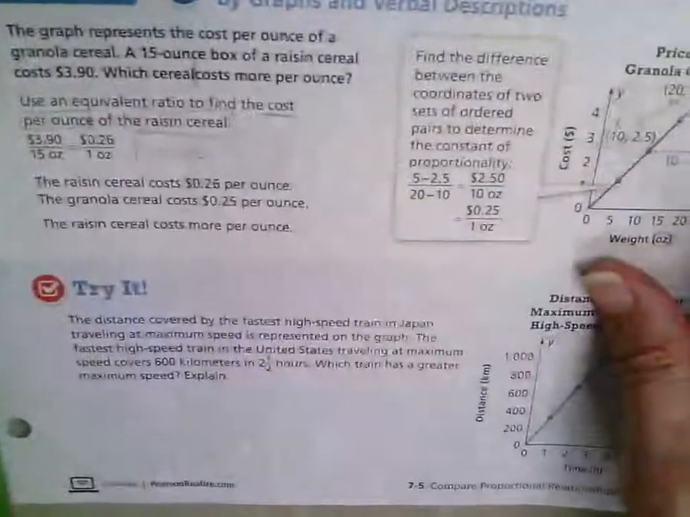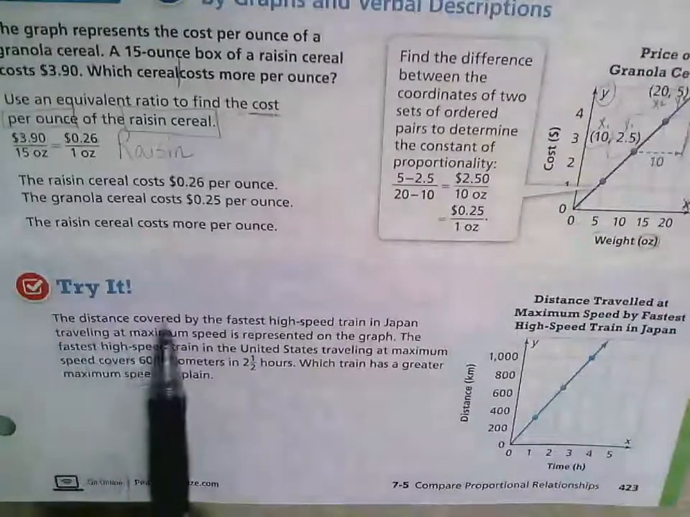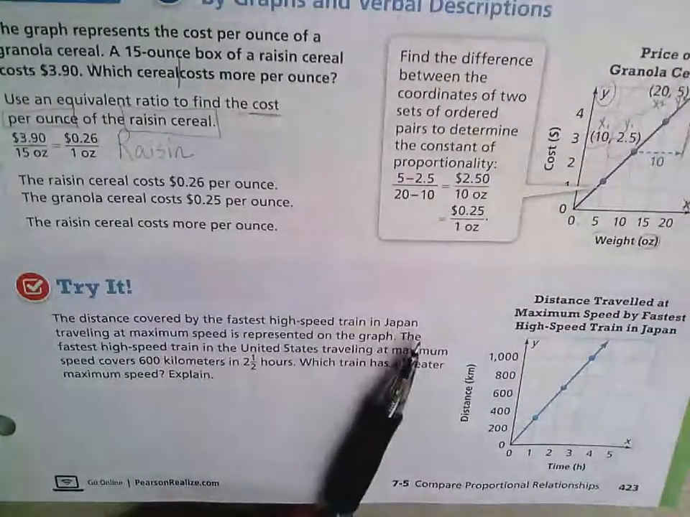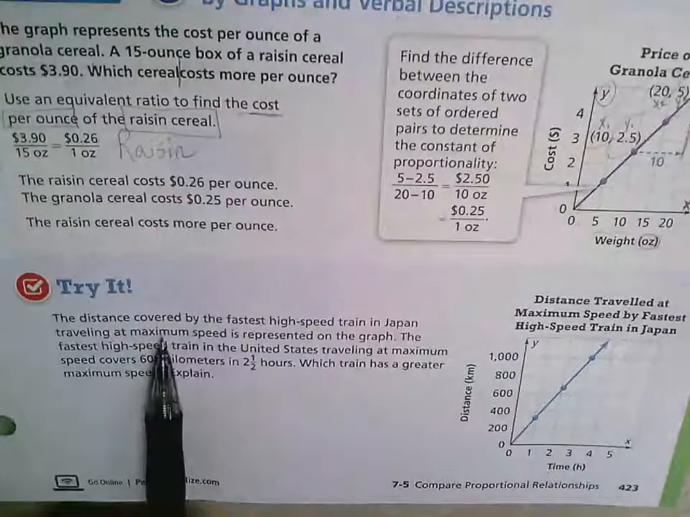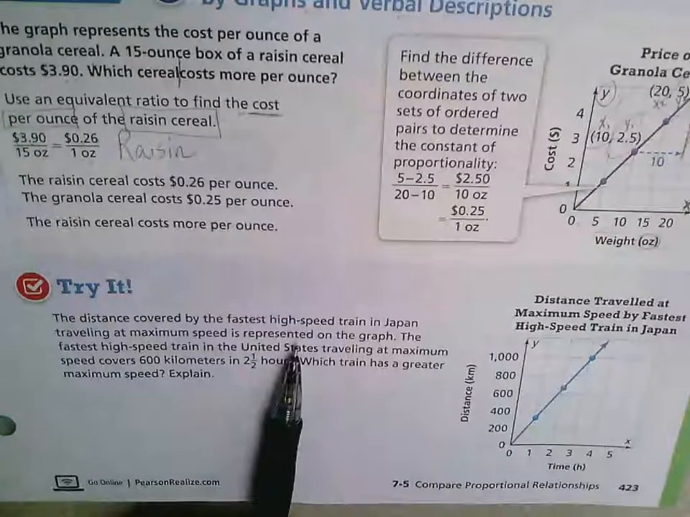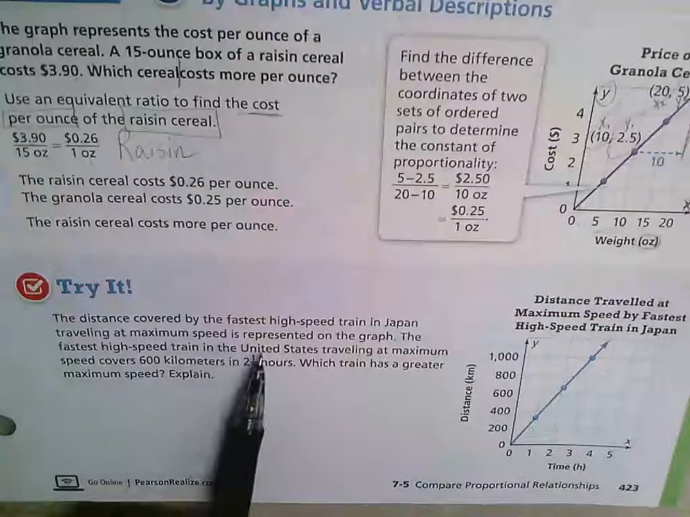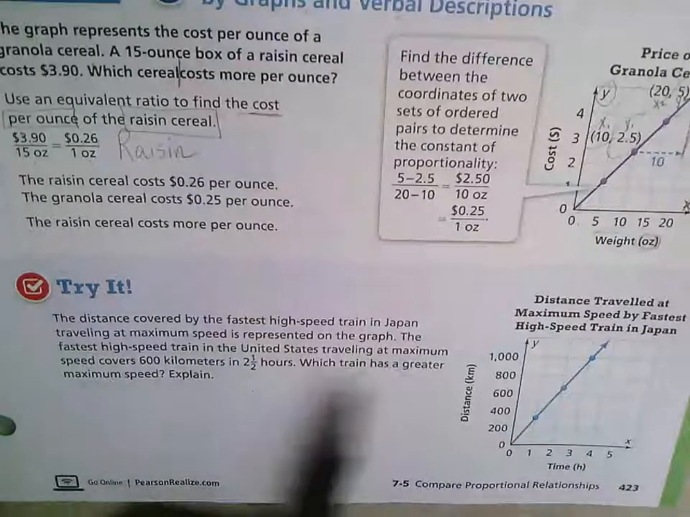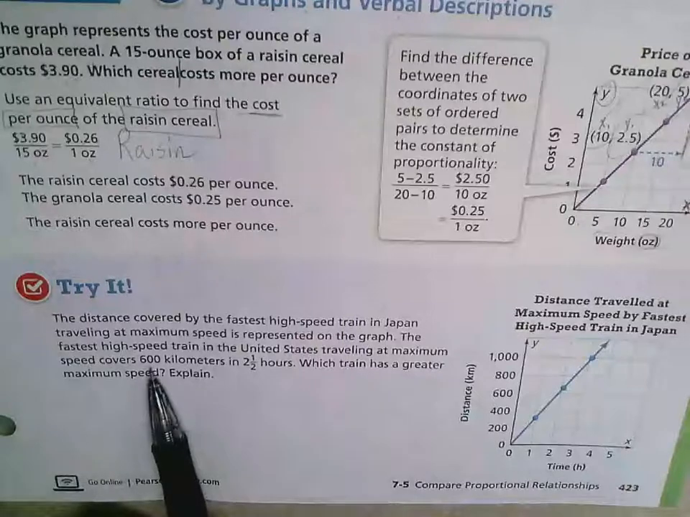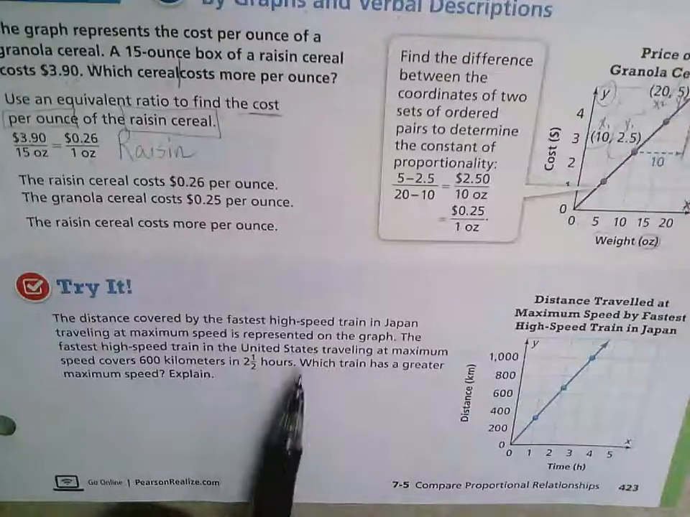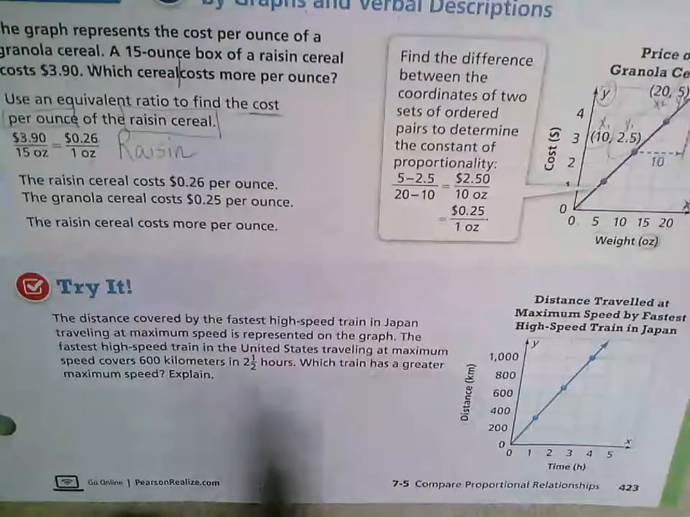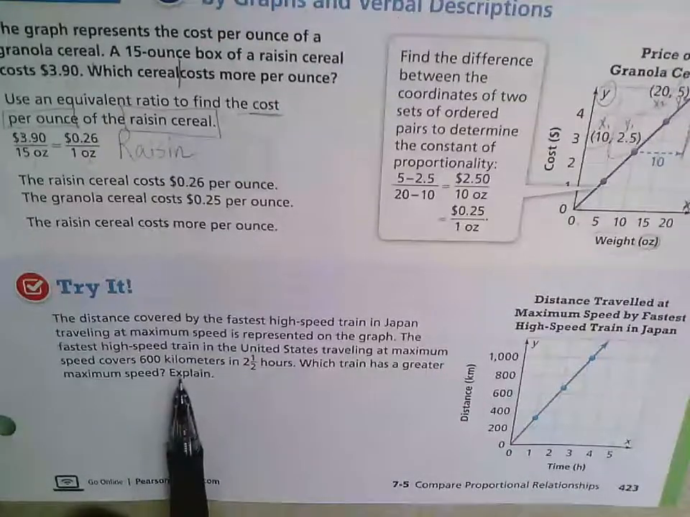Last one, try it. The distance covered by the fastest high-speed train in Japan traveling at a maximum speed is represented on the graph. The fastest high-speed train in the United States traveling at a maximum speed covers 600 kilometers in 2.5 hours. Which train has a greater maximum speed? Explain.